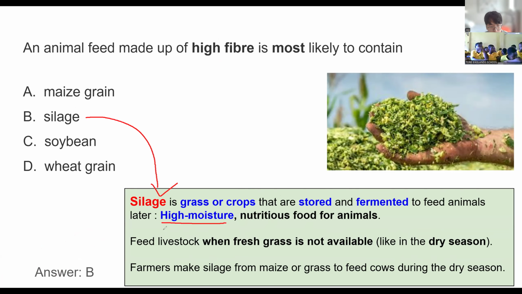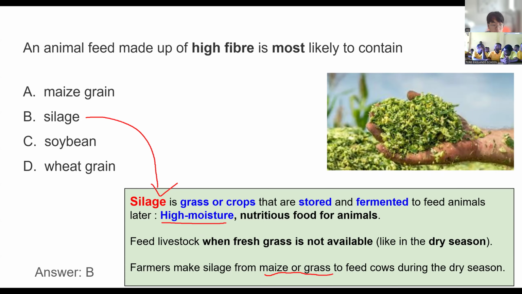Silage is especially useful because feeding livestock when fresh grass is not available is difficult. So farmers make these silages, which are high in fiber, from maize or grass to feed the cows during the dry season.